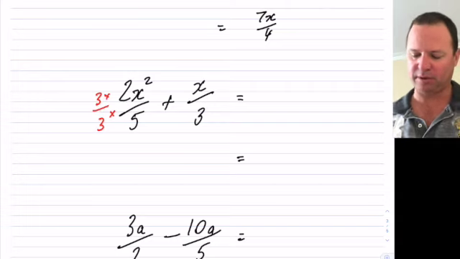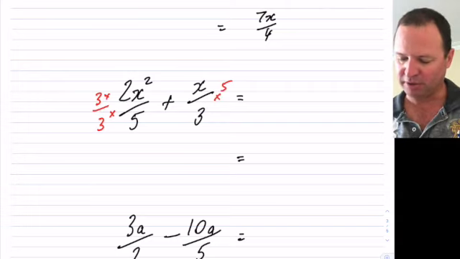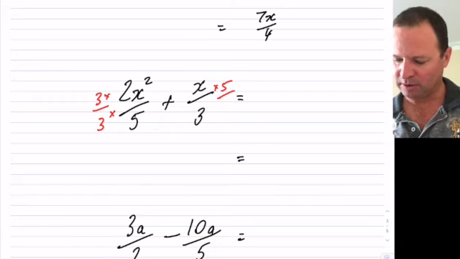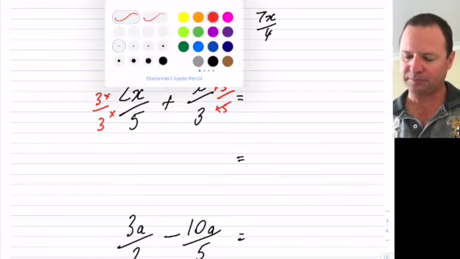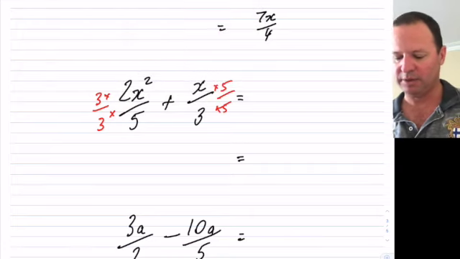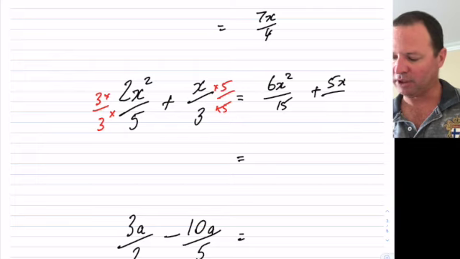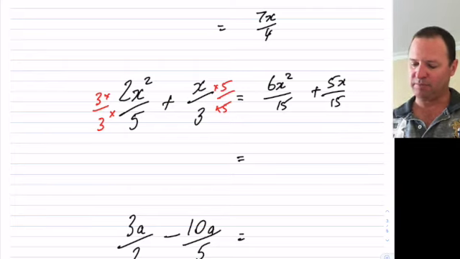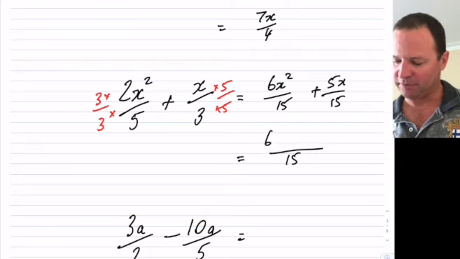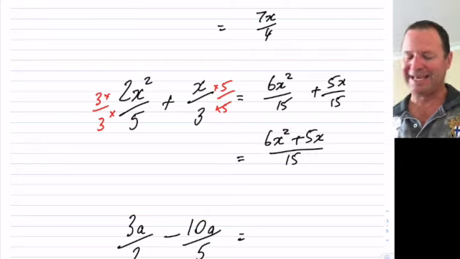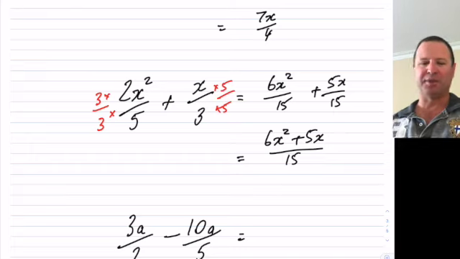So I've got 3 on the bottom there, and I'm going to multiply the top by 5. Times 5. So I've got 3 times 2x squared, which will get me 6x squared over my 15. I've got x times 5, which is going to get me 5x over 15. So I'm going to put that over 15. I've got my 6x squared plus 5x. Can I simplify that at any stage now? There's nothing common between the top and the bottom, so I just have to finish there.